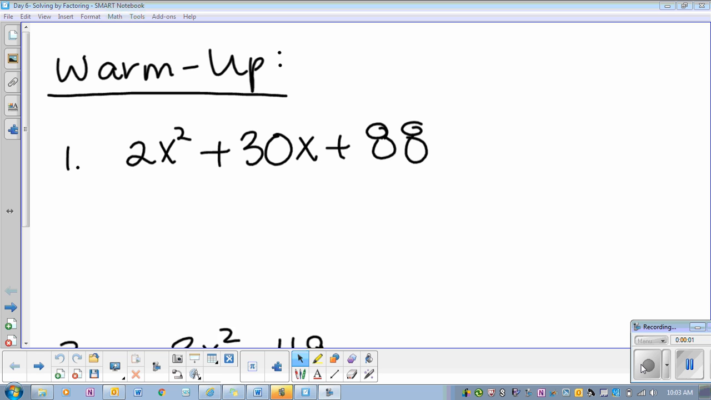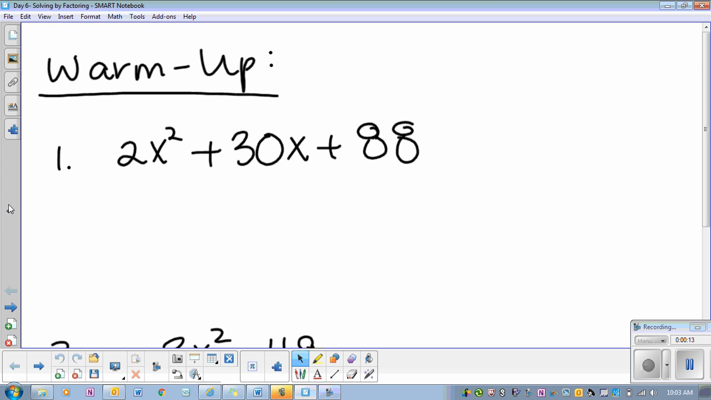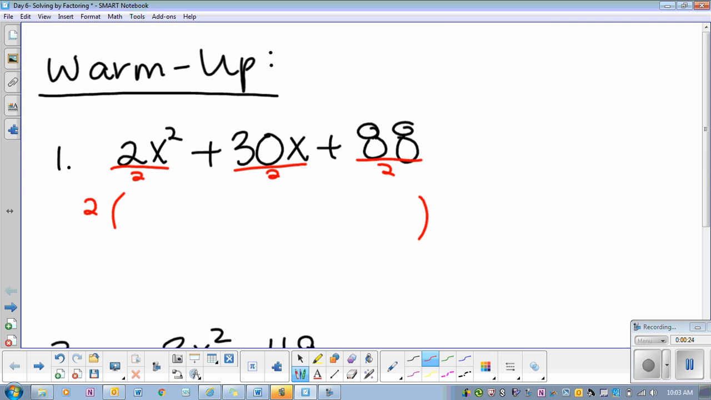Our warm-up, okay? Number one, we have 2x squared plus 30x plus 88. Guys, first step in factoring, GCF. Someone said it's 2. Good. I agree. Okay. Take the 2 out. And that means we're dividing everything by 2, right?